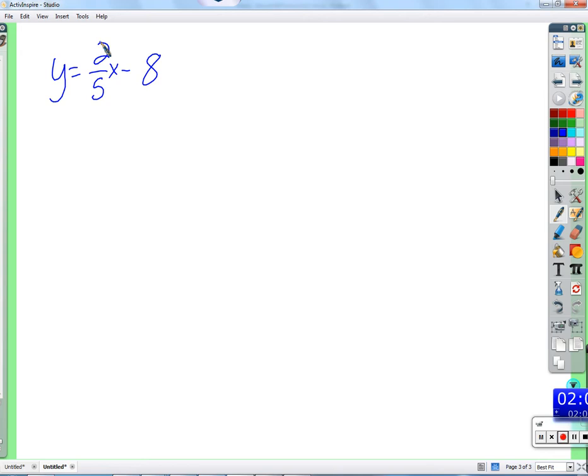And then you're good. That's all you need, 2 points. Those are the easiest points to find. They go up 2 and over 5. There they are, easiest points to plot.